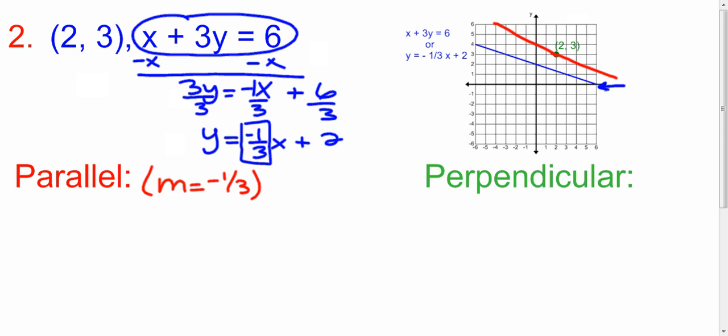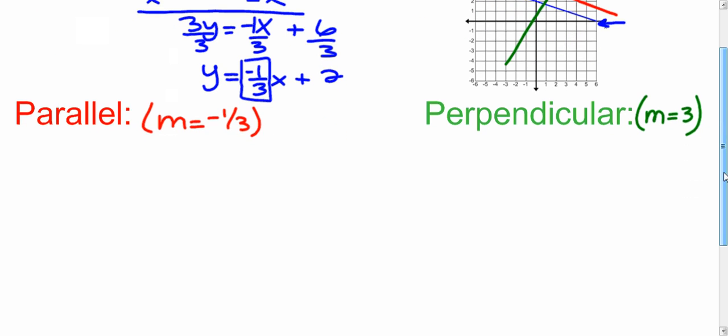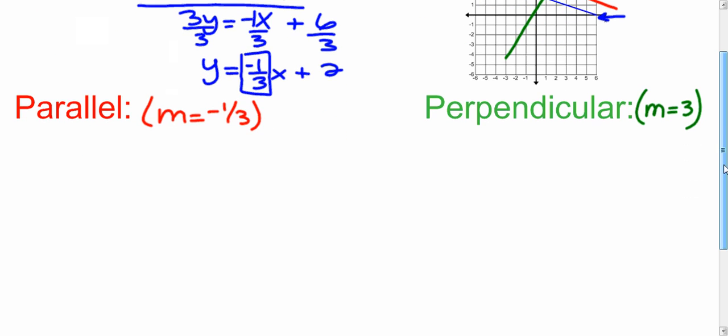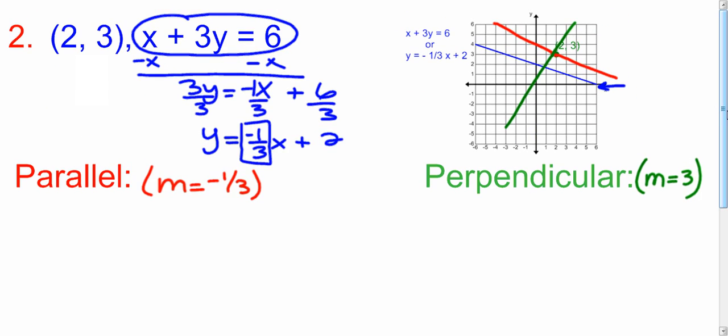Okay, and the slope of this one, which would be perpendicular to it, the perpendicular slope would have the opposite reciprocal, so that would be a +3. From here on out, it is the exact same as the last problem. You're going to use the point (2, 3) again that I gave you, and you're going to use that point in both cases.